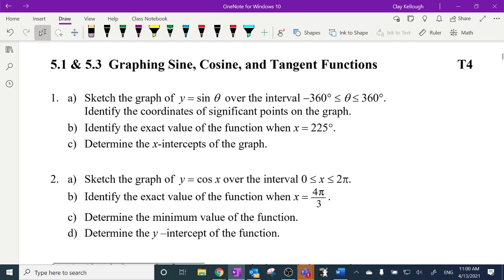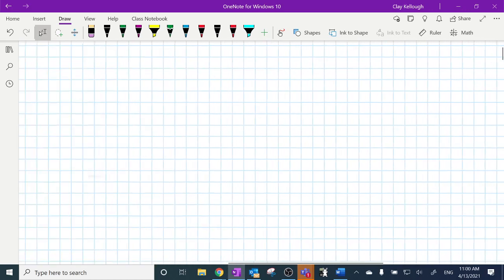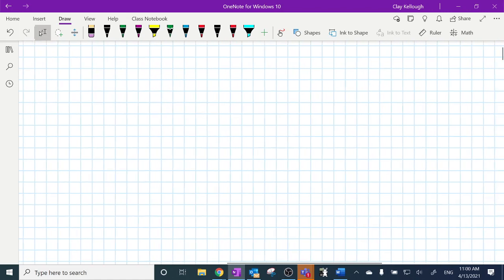We would like to graph sine theta over the interval from negative 360 to positive 360. I didn't do any yesterday where I worked in degrees, so let's do it in degrees. I would use graph paper if I had it. If I didn't, I'd just try to work fairly neatly on loose leaf.